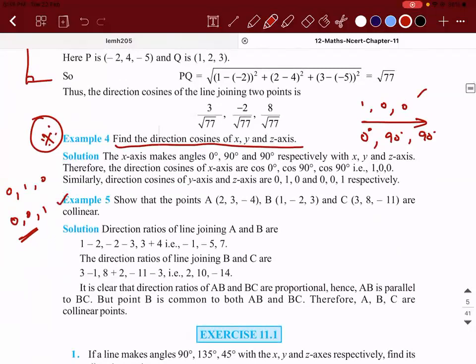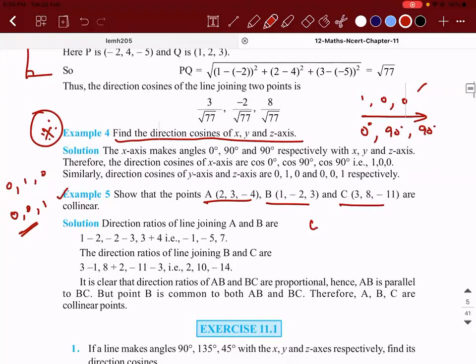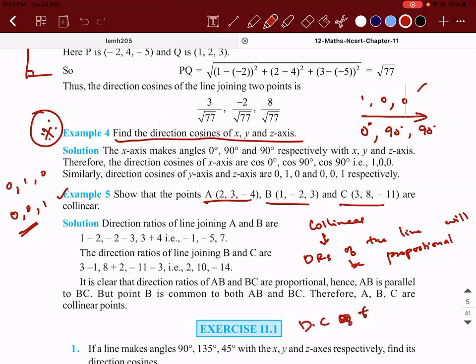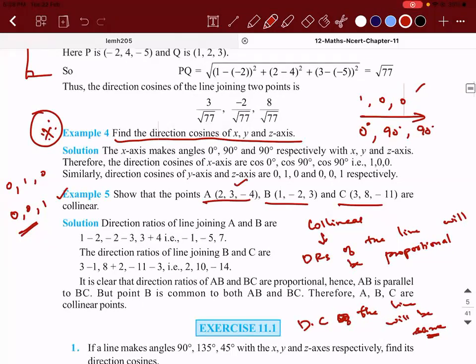Okay. Fifth one. Show that the points are collinear. Have this in your mind: if points are collinear, then the DRs of the line will be proportional and DCs of the line will be the same. Do you understand the difference between both? If you take the direction ratios of AB, BC, and CA, they might be same, they might not be same, but they will be in proportion. Whereas when you take the direction cosines of AB, BC, and AC, they should exactly be the same value. That is what I meant.